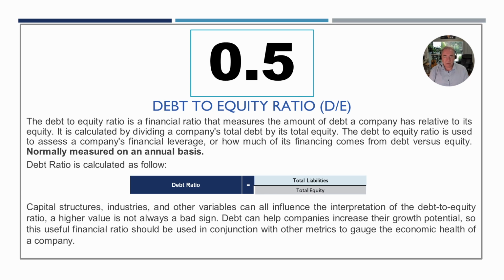The debt to equity ratio is a financial ratio that measures the amount of debt a company has relative to its equity, and is calculated by dividing a company's total debt by its total equity. It's normally done on a yearly basis. Let's say, for example, that you had $20,000 worth of liabilities and the equity that you have is $100,000. Then that ratio would be 0.2 or 20%.